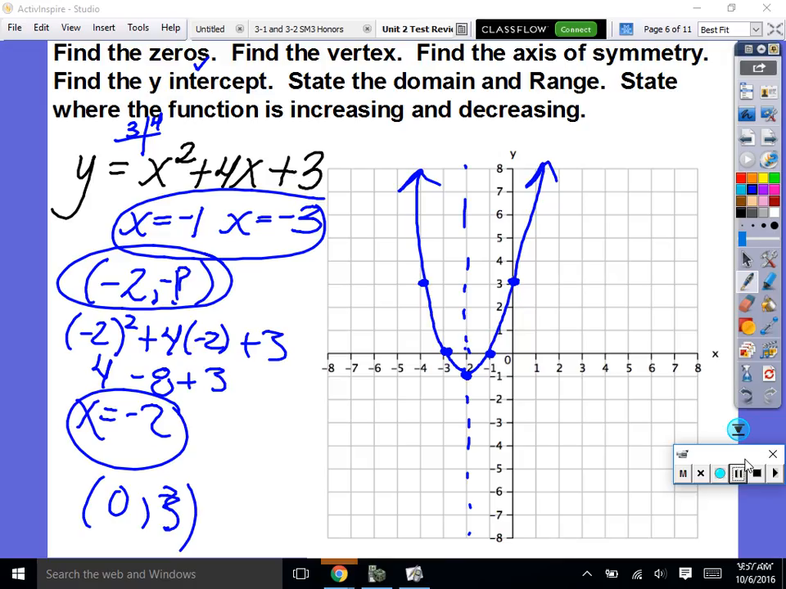Make sure you practice well. You need to be able to do it on the test. And check them with me. Find the zeros, step up, find the symmetry, find the vertex.